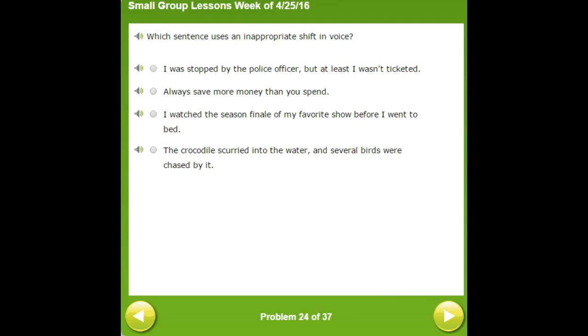Which sentence uses an inappropriate shift in voice? I was stopped by the police officer, but at least I wasn't ticketed. Always save more money than you spend. I watched the season finale of my favorite show before I went to bed. The crocodile scurried into the water, and several birds were chased by it.